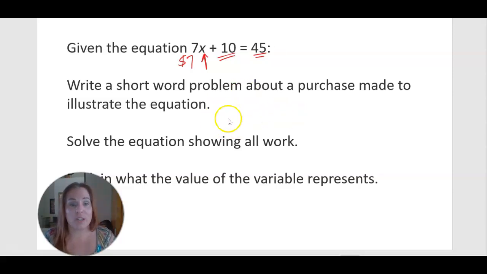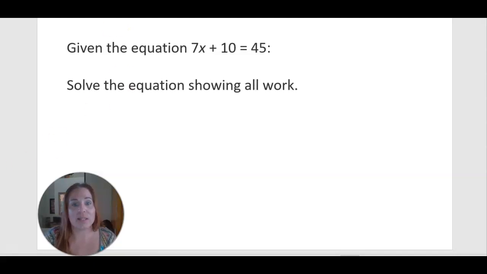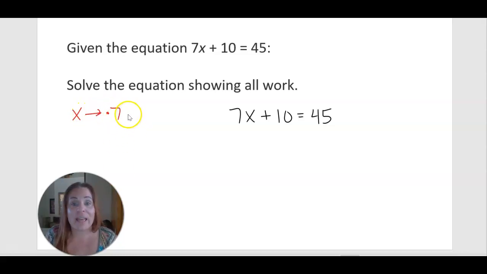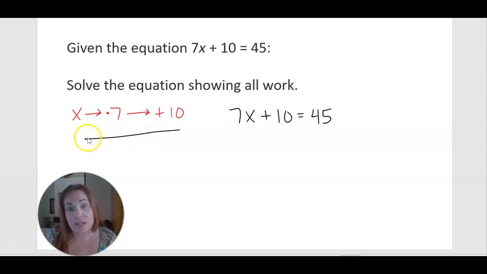All right, so now we have to solve the equation showing all of our work. So let's do it. I've got 7x plus 10 equals 45. If you remember from the lessons where we solved two-step equations, it's important to look at the variable x, or whatever variable it is, a, b, x, m, and look at the order of operations that we would have to follow if we start with the x. So starting with the x, I would have to multiply that x by 7, and then I would have to add 10 to it. Now when I'm going backwards, I've got to undo each operation.